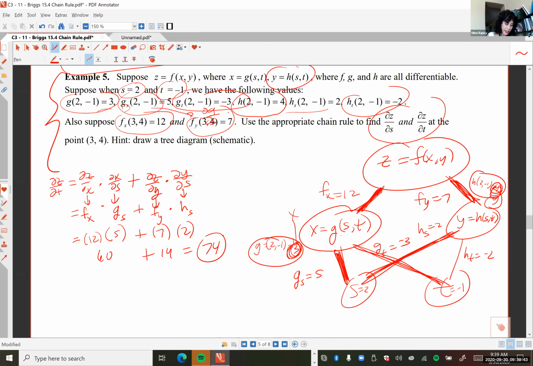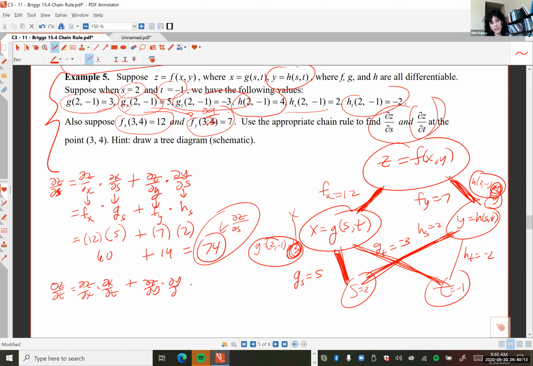So the point is, this is dz ds, this was supposed to be an s here, my apologies, I put wrong notation. Dz ds is 74. So we got half the problem. Now they want dz dt. Okay, so dz dt is going to be dz dx times dx dt plus dz dy times dy dt.